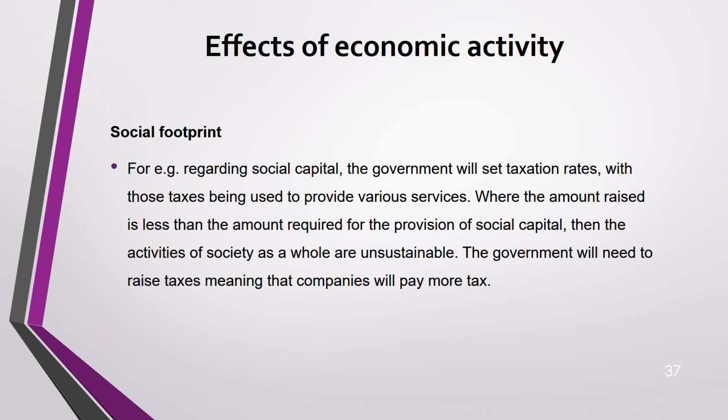So when the amount you are raising is less than the amount that is required for the provision of social capital, then the activities of society are unsustainable. You need more money than you can give, right? If you have less money than required, then it's unsustainable. So in this case, government have to raise their taxes. That means companies will have to pay more tax.